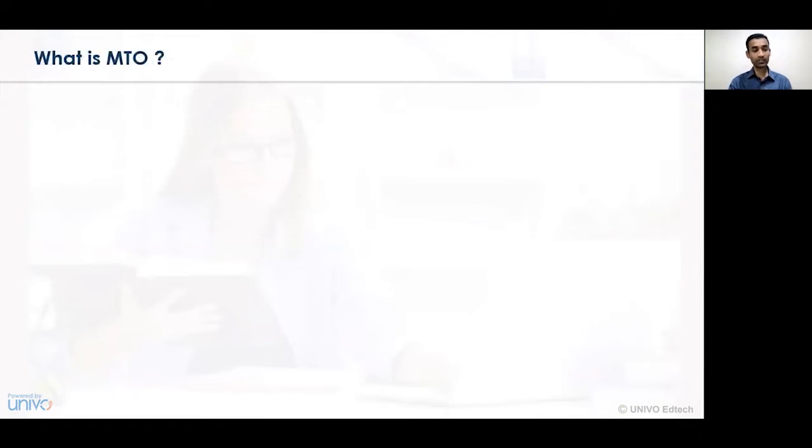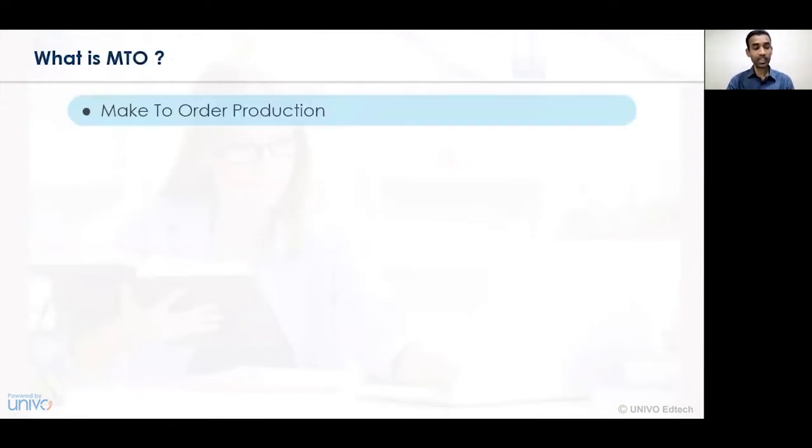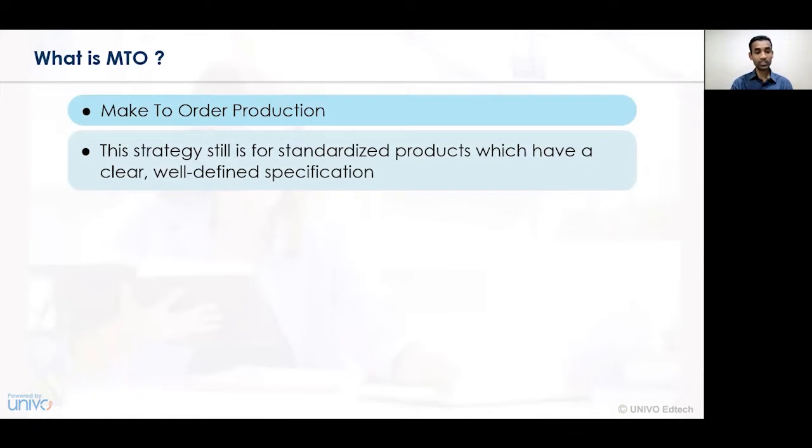Now let's first understand what we mean by MTO. MTO stands for the function of make to order production. In terms of the MTO strategy, it deals with the standardization of a particular product which has a clear and well-defined specification. So, make to order production is a certain series of activities which takes into account what activity or what production needs to be undertaken.